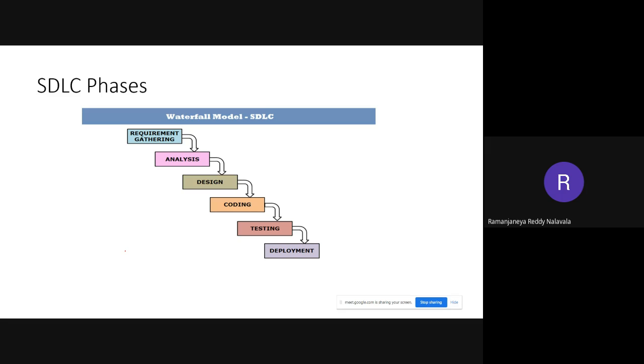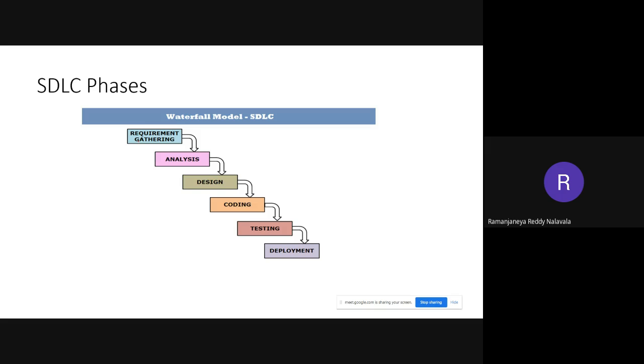Pictorial representation of a waterfall model. The phases are the requirements phase, analysis phase, design phase, coding phase, testing phase, and deployment phase. Here, each phase contains a series of planned activities. For each and every phase, there is a clear entry and exit level, and every phase will deliver one output.